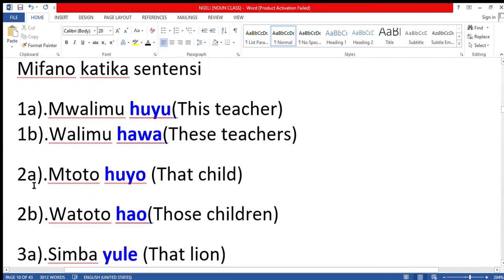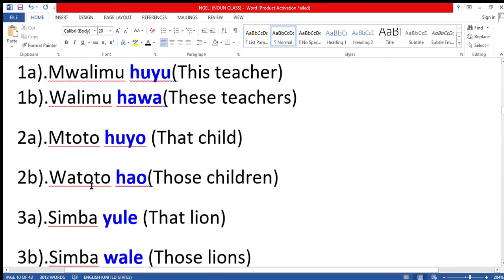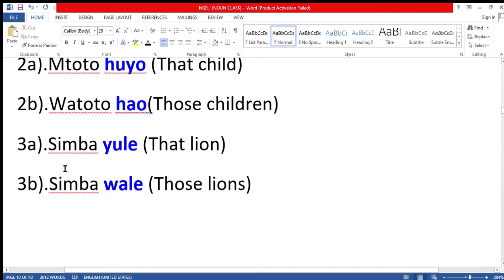Mfano wa pili. Mtoto huyo. That child. Watoto hao. Those children. Simba yule, that lion. Here will be simba wale. Simba wale, those lions. Okay?